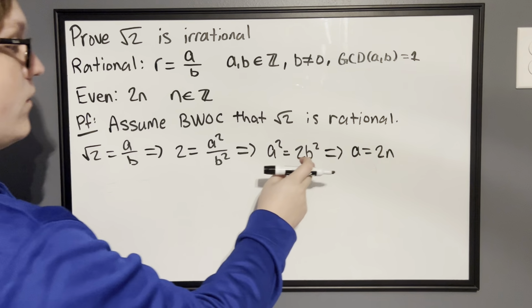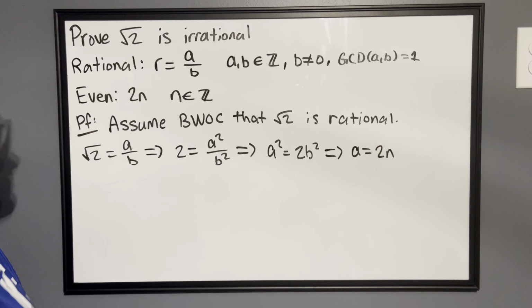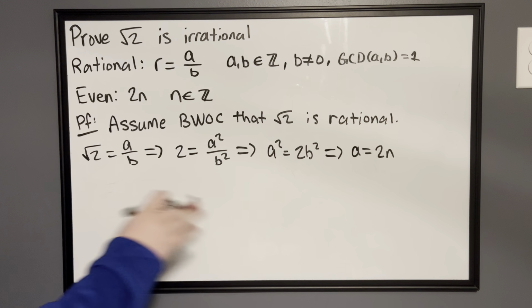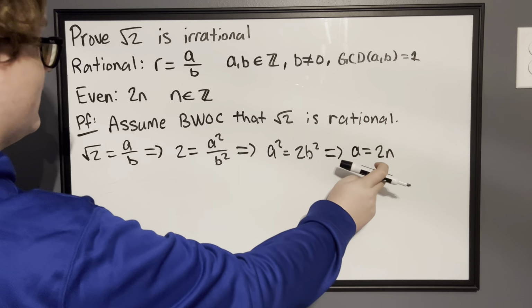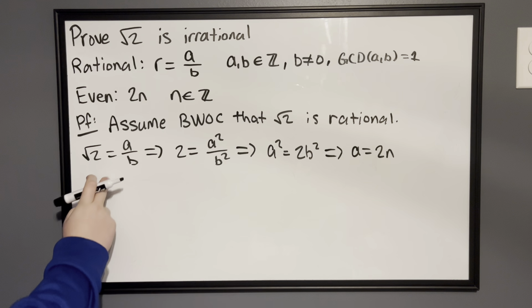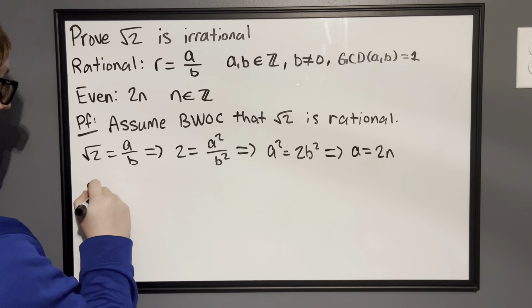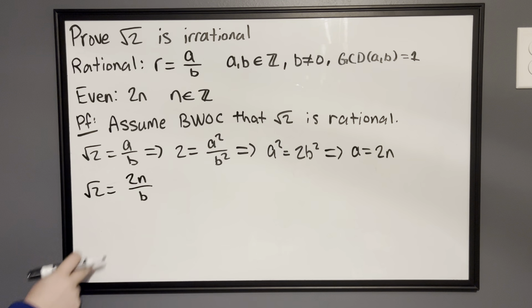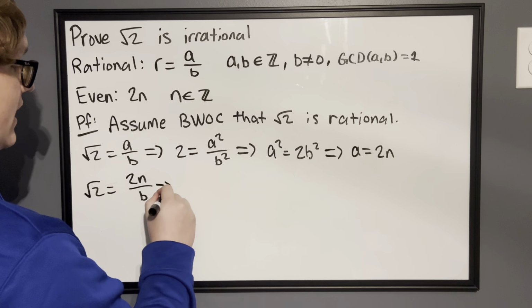But it's important to know that b squared is always going to be an integer as long as b starts out as an integer. So if we know that a is even, we can plug the definition back into this. Now we can say that the square root of 2 is equal to 2n over b, because a is equal to 2n. And we'll do the same thing, square both sides.